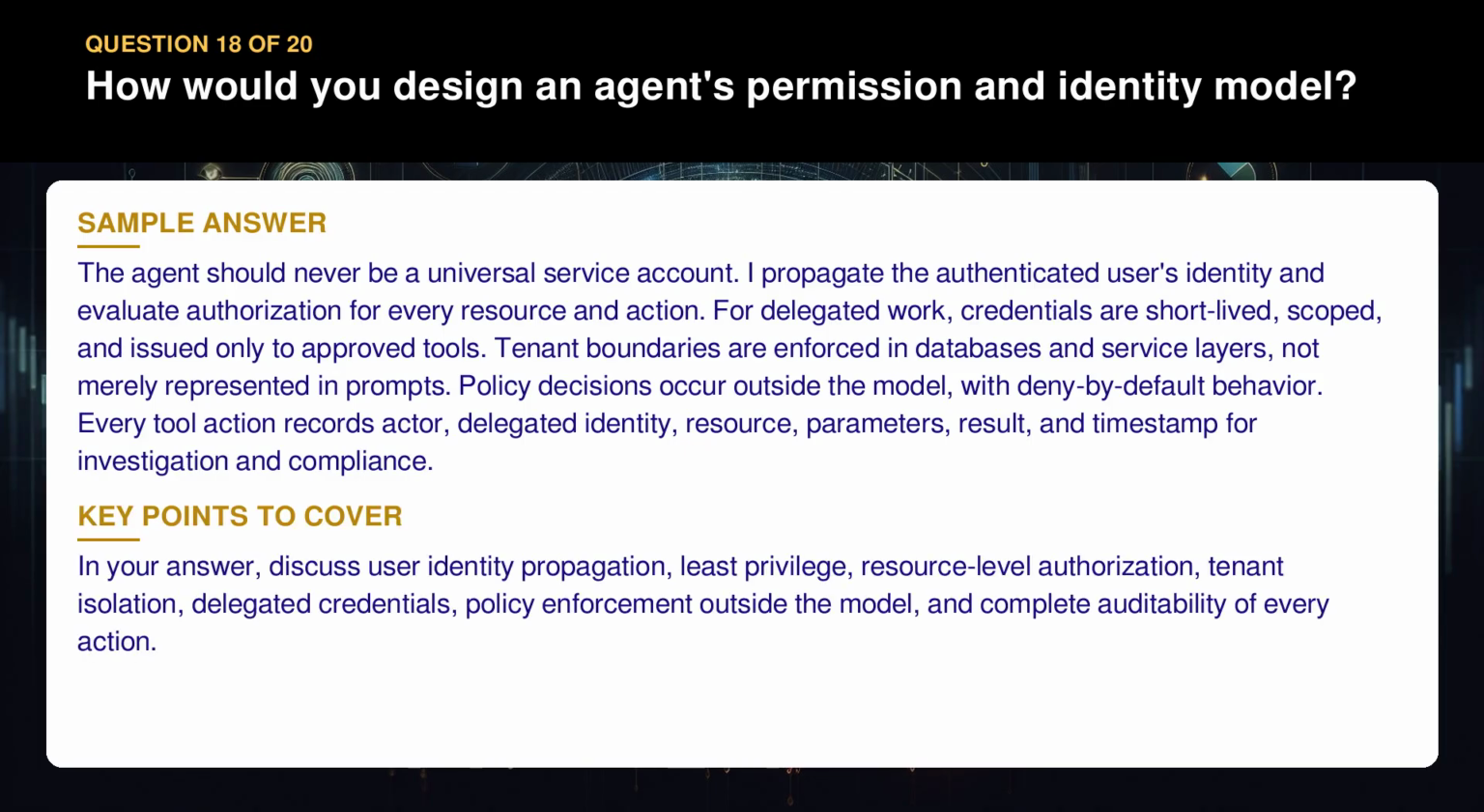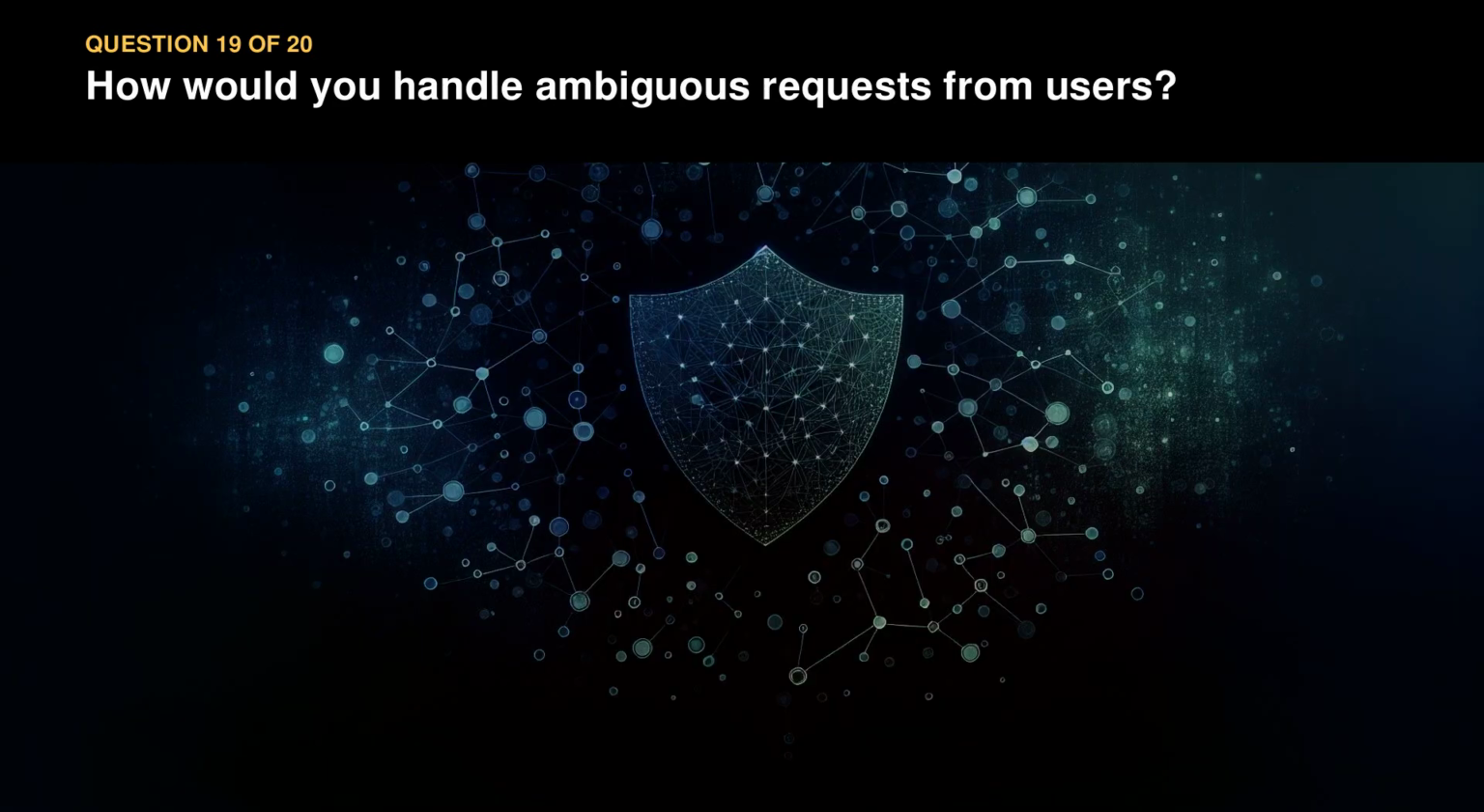In your answer, discuss user identity propagation, least privilege, resource level authorization, tenant isolation, delegated credentials, policy enforcement outside the model, and complete auditability of every action. Question 19. How would you handle ambiguous requests from users?